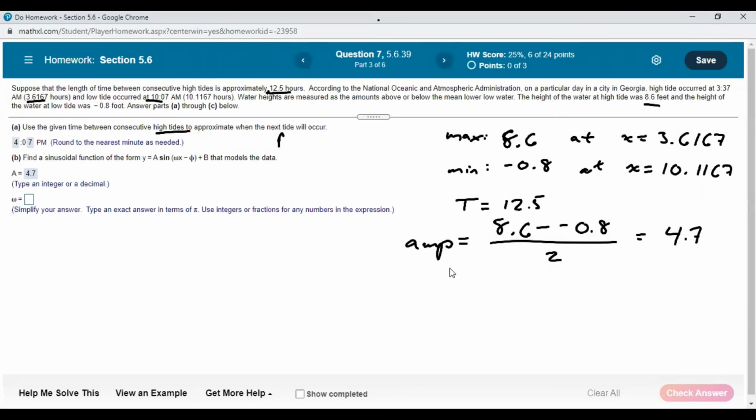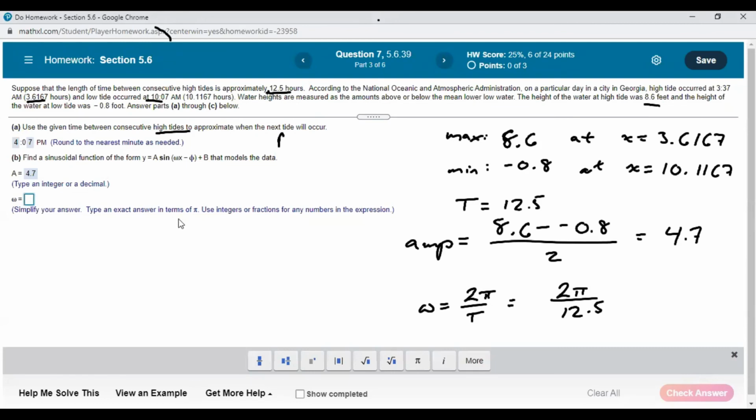The omega. So to find the omega, we just need to use the period. So omega is equal to 2 pi over the period. Sorry, it's 2 pi over 12.5, I mean. Now here, let me show you. This is kind of silly. Your homework portal here won't let you enter it in that form.